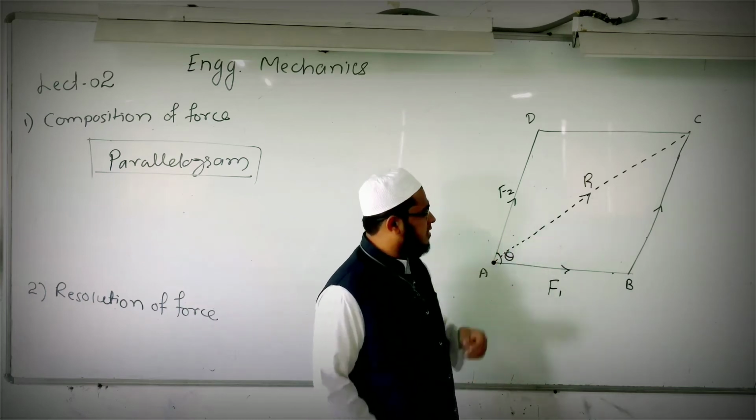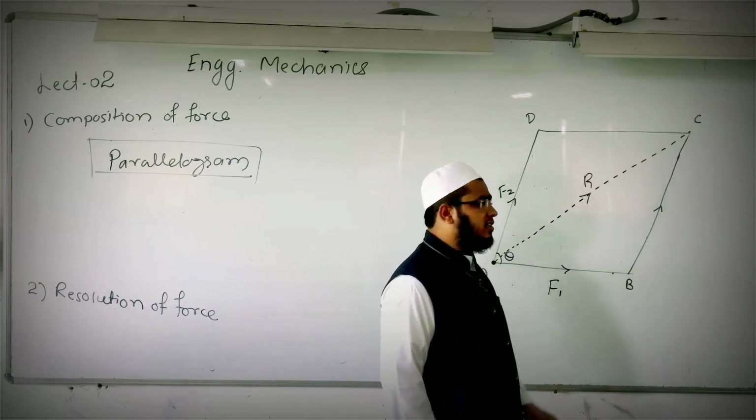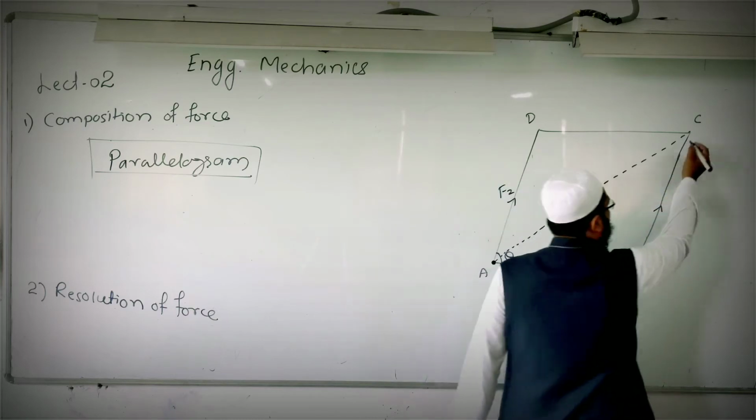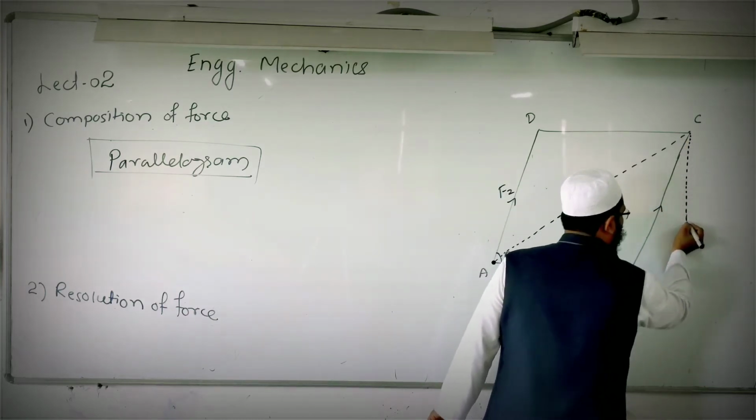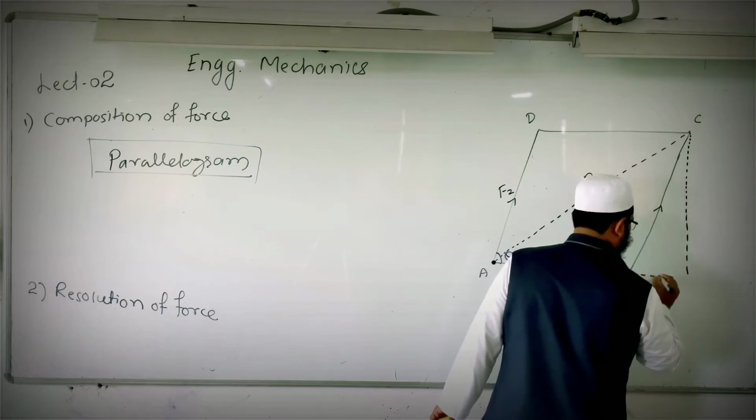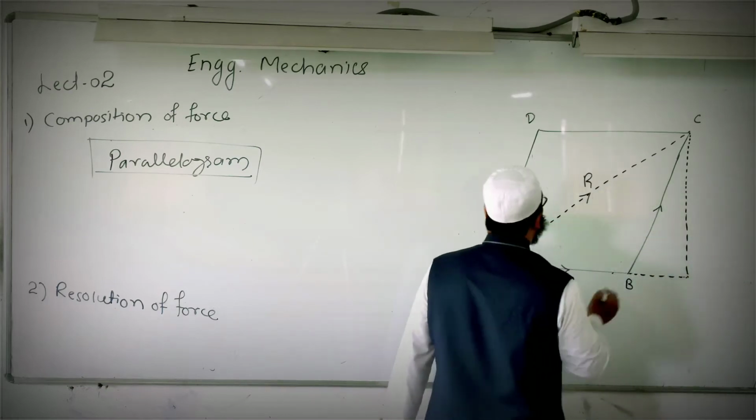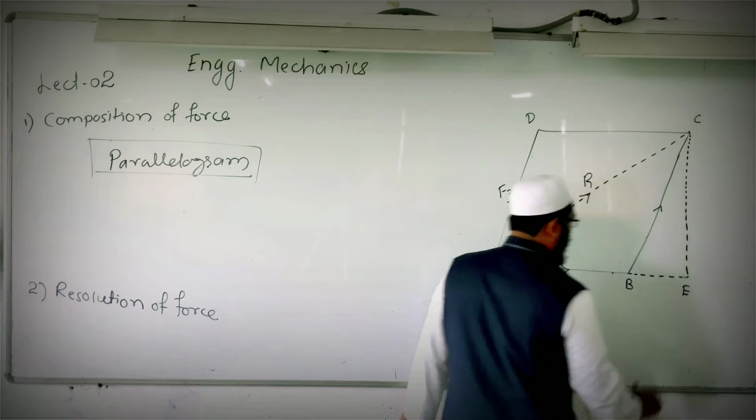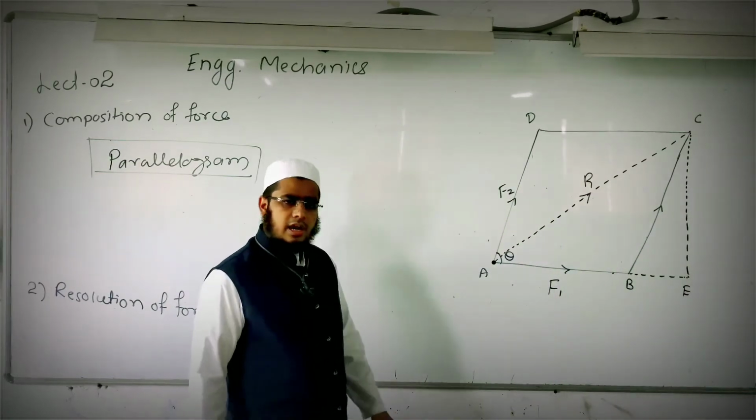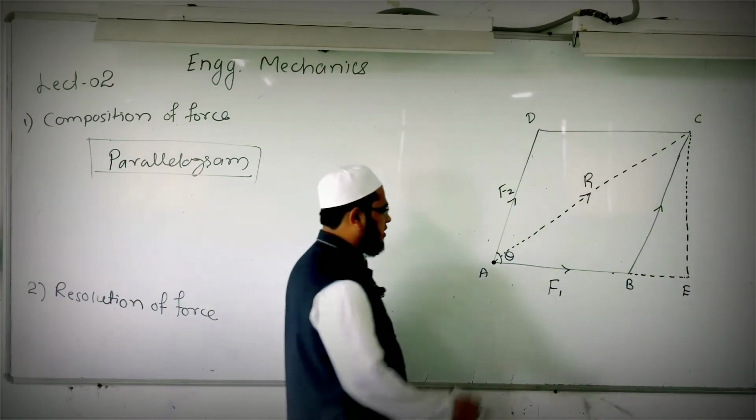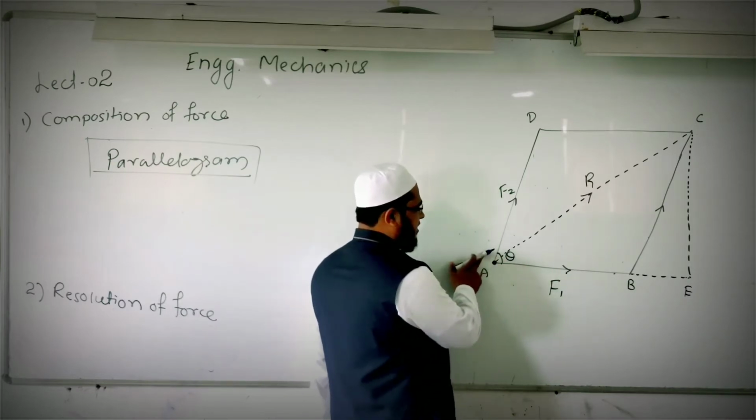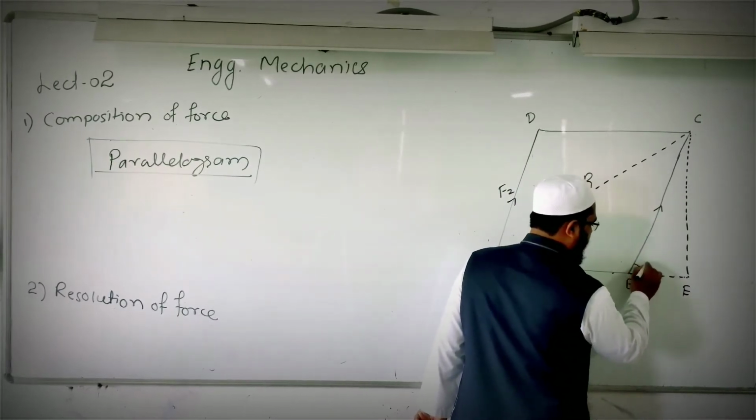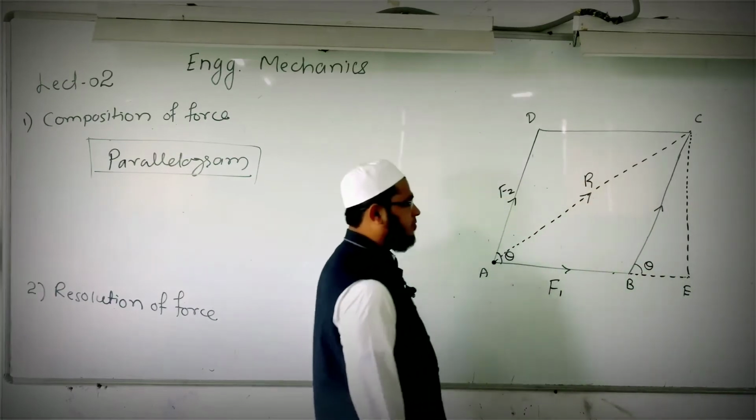Now how to find the resultant? To find the resultant, I will split this figure and give the names A, B, C, D, E. As it is a parallelogram, opposite sides are parallel to each other. If the angle between F1 and F2 is theta, then this angle is also theta.